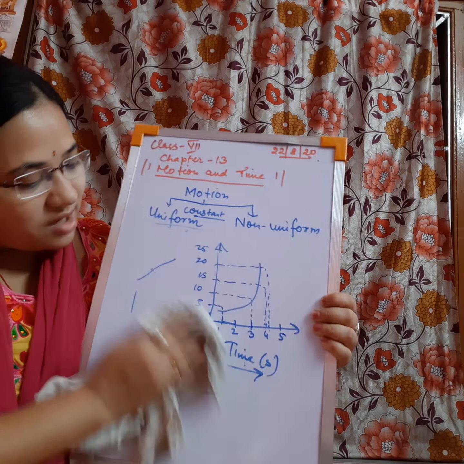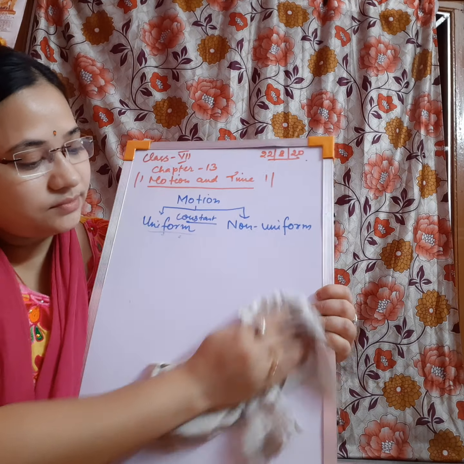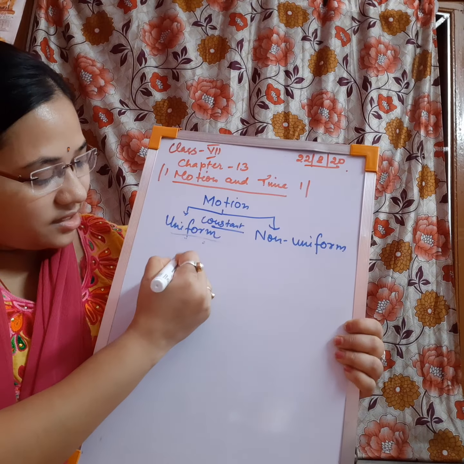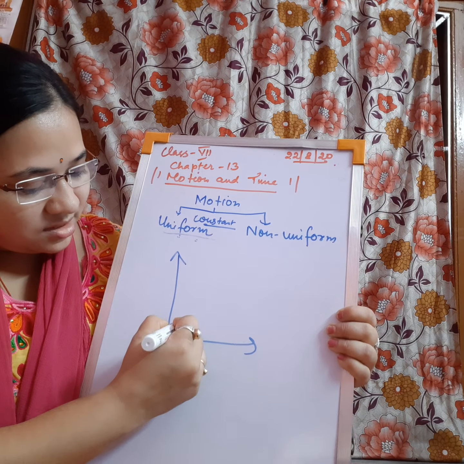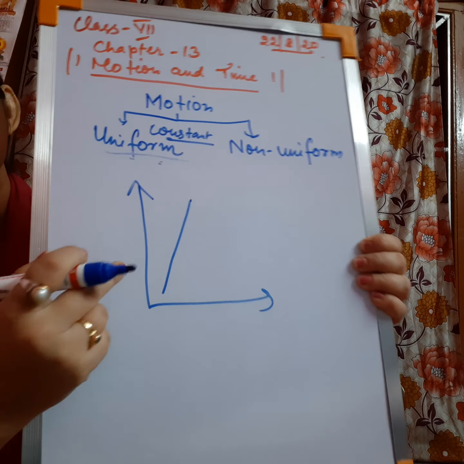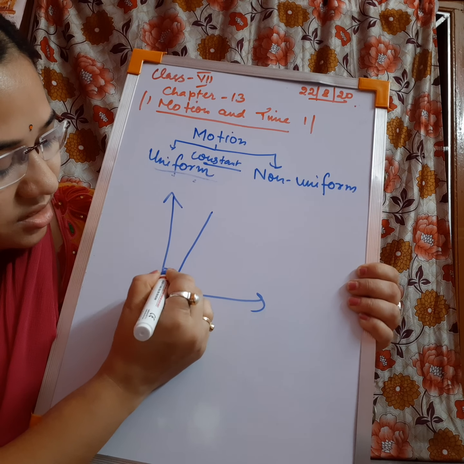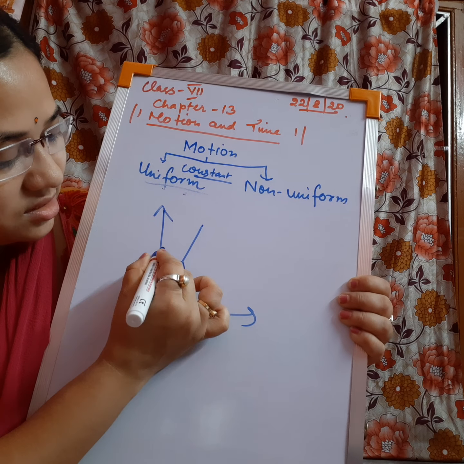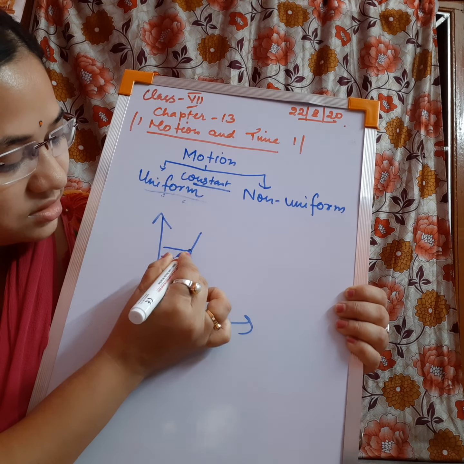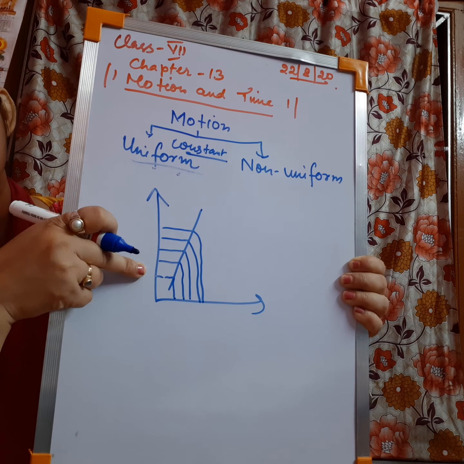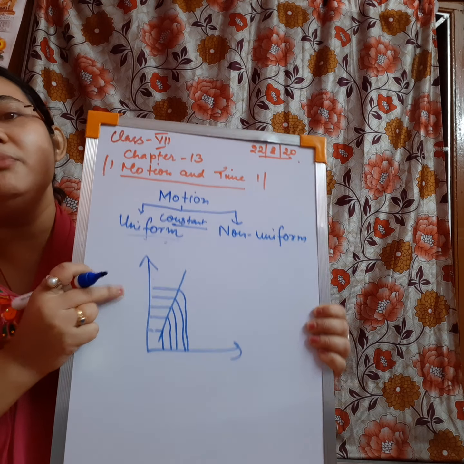Some other types of graphs may also be there, like curved, okay, or different other lines, for example, like this. So this is also a straight line, but see, it is not uniform. That means if I again plot it like this, see, it is not at all uniform. So this distance is very less, this distance is more. So it is not a uniform motion.